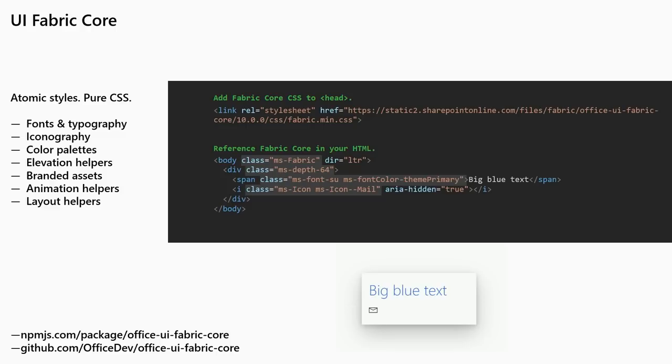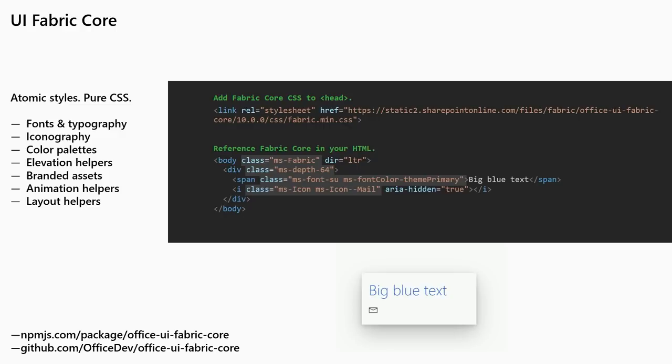It gives you the same atomic styles that make up our design language. And with it, you get CSS for every standard element of our design language, including typography, icons, color, shadow, and more. So you can see from the screenshot up here just how easy it is to get started using Fabric Core. All you need to do is include a single line of CSS in the head of your document and start applying some simple classes to your HTML to start using our text, shadow, colors, and icons.